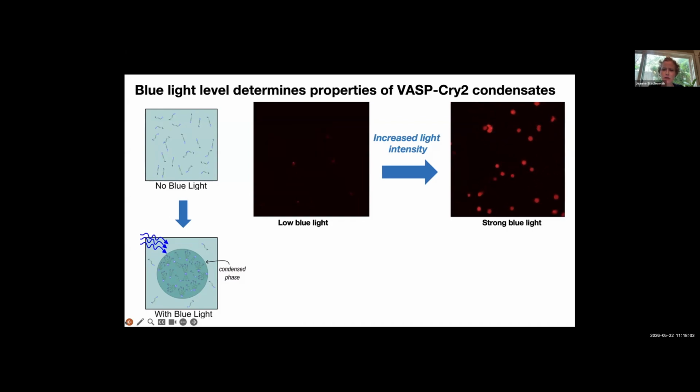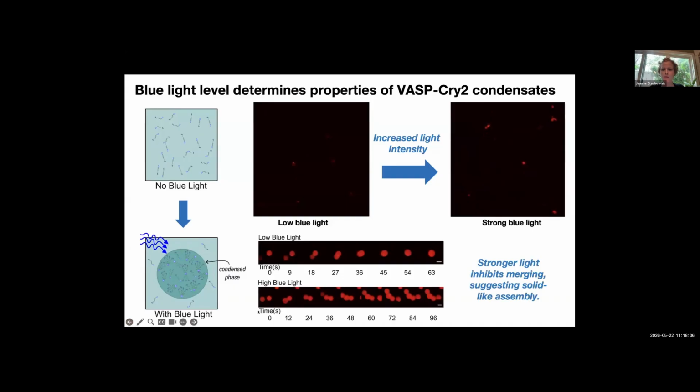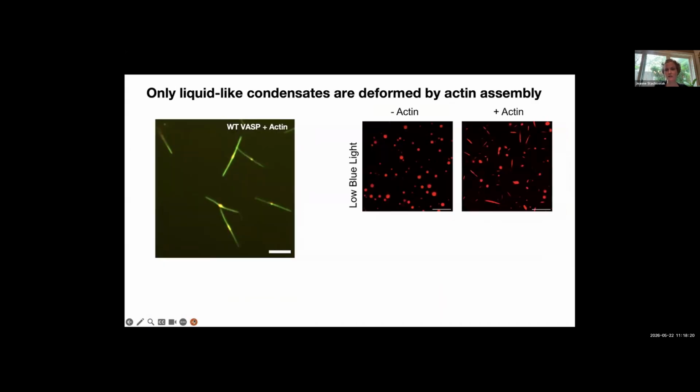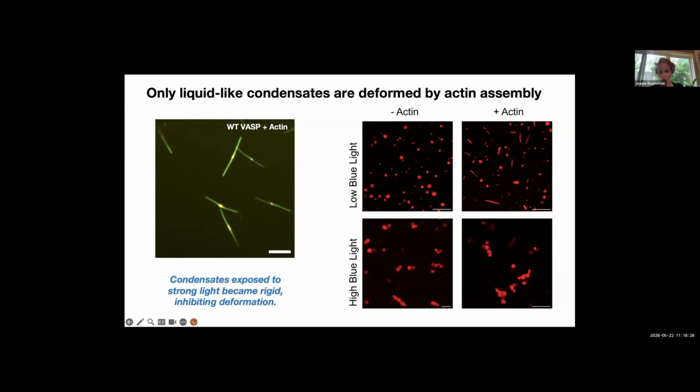You can see that here in these time lapses, that in one case we have rather rigid assemblies, in the other case we have fluid assemblies. So then if you add actin to these assemblies made with different levels of light, remember that we saw rods before with wild type VASP, and that's also what we see if we add actin to these condensates formed under low light, where they're very liquid-like. But if we form condensates under strong light, where they're more solid-like, we aren't able to create these rod-like assemblies. So it seems to suggest that we need a liquid-like state of VASP to promote the assembly of these filopodial-like structures.